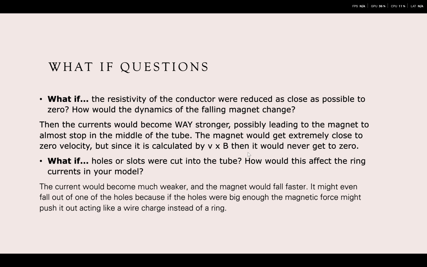What if there were holes cut into the tube? How would this affect the ring? The currents would become much weaker because we would have incomplete rings that aren't able to hold a good current, and the magnet would fall faster, and it might even fall out of one of the holes because it started acting like a line charge instead of like a ring.